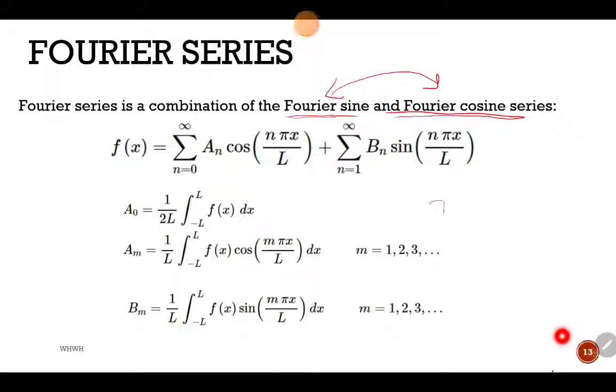So kat sini is the general formula untuk Fourier series. Untuk Fourier series kamu kena dapatkan nilai A0, AM ataupun AN. Kita letak AM or AN doesn't really matter sebab it depends on this part here. Kalau kat sini M, kat sini pun M. Kalau kat sini N, kat sini pun N. And BM or BN.